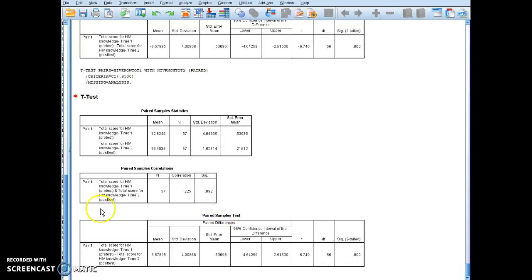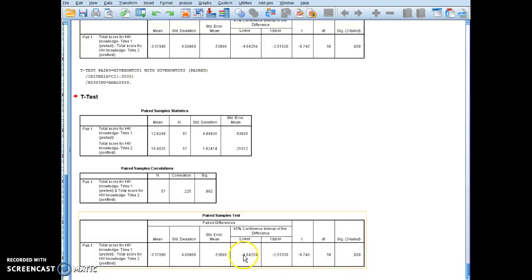The table that we are interested in is the paired sample t-test that tells us about the level of significant difference in the research question between time 1 and time 2. And the value that we are most interested in is the significance two-tail level. A p-value of less than 0.05 tells us that there is a statistically significant difference. So since our p-value is 0.000, which is less than 0.05, we know that there is a significant difference between the scores for HIV knowledge at time 1 and the scores for HIV knowledge at time 2.